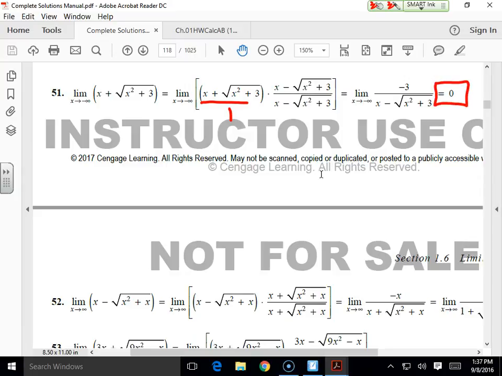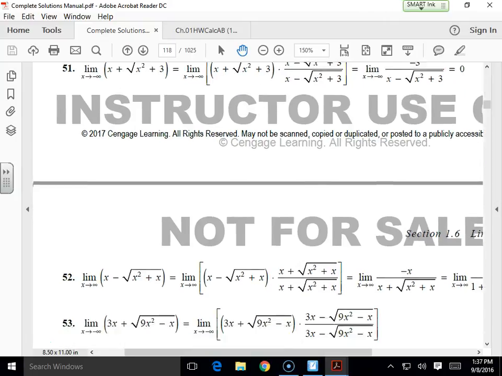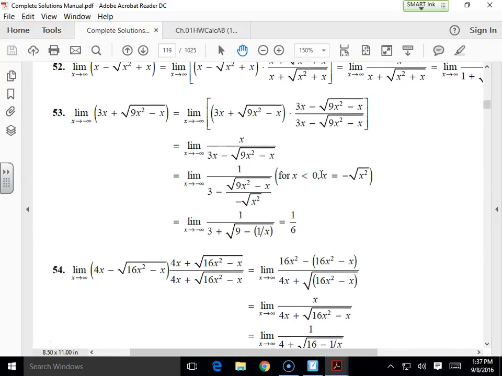For sure the answer is 0. For sure, for sure. But 53, very funny. 53. I could do the exact same thing, and I would get negative infinity plus positive infinity is 0. Ooh, no it's not. We can't say that.